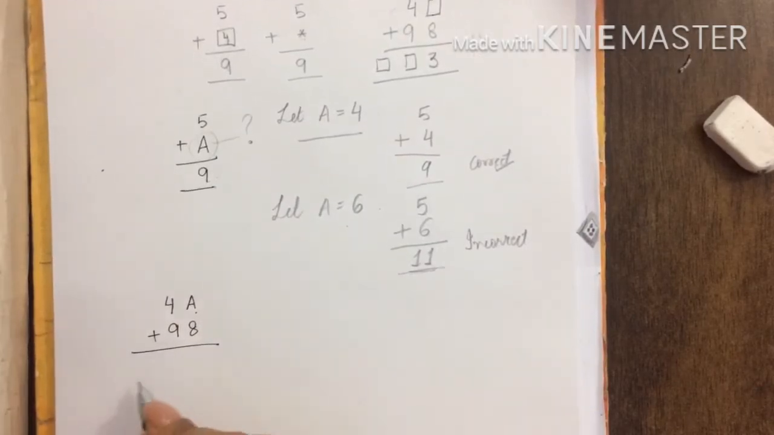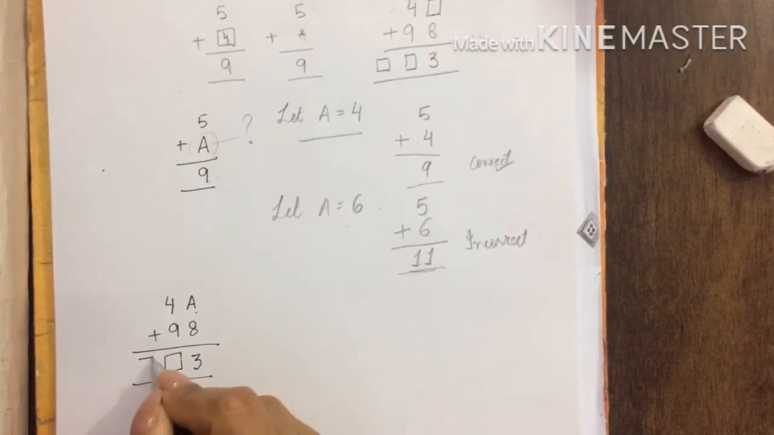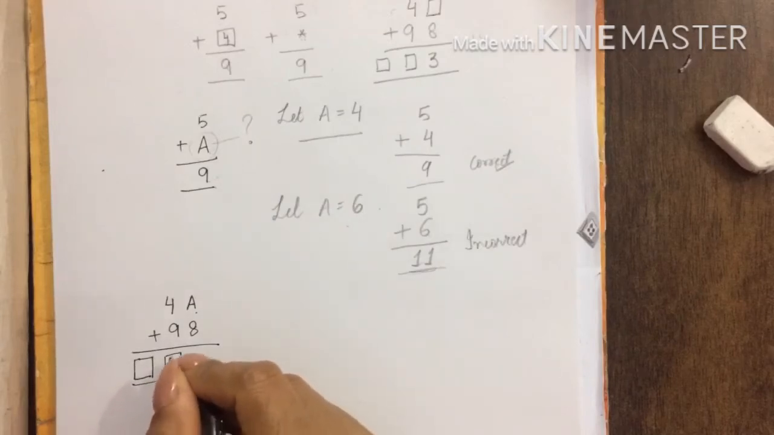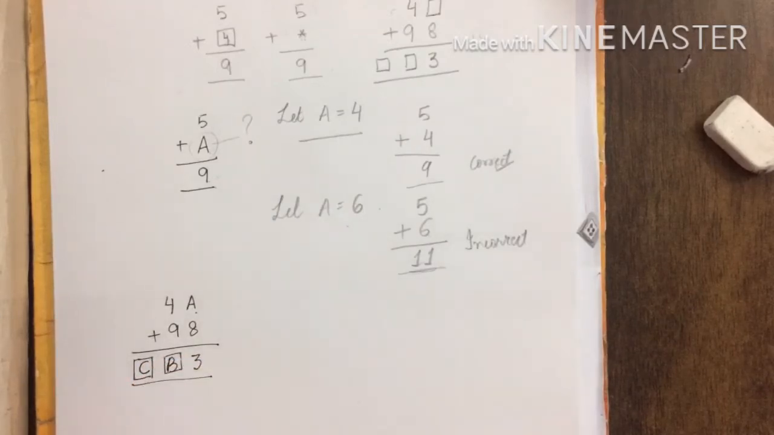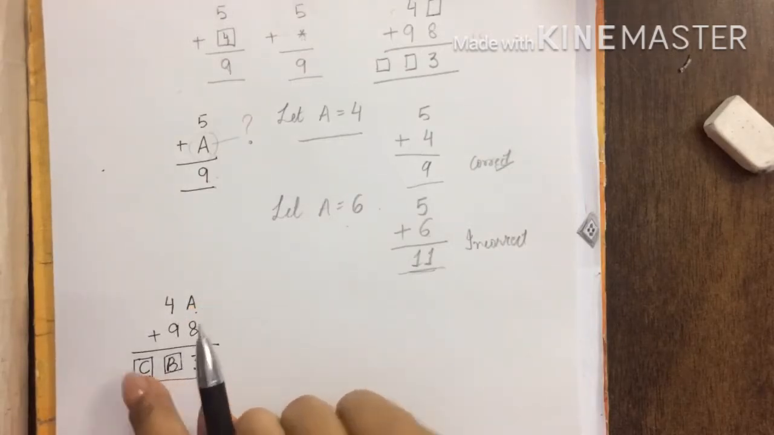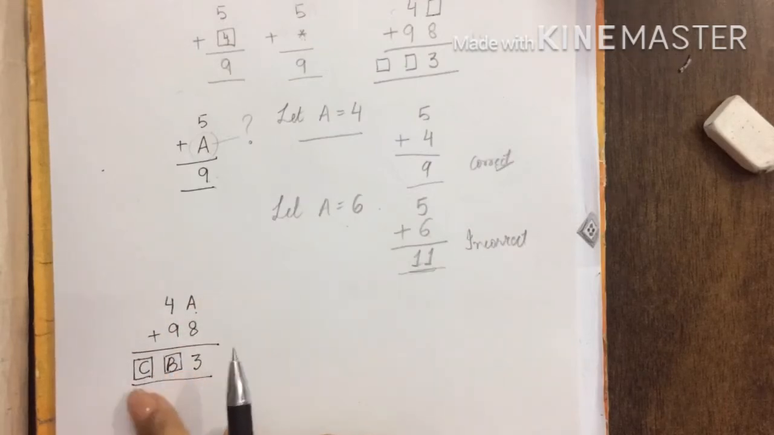Then the sum given is digit 3 here, the digit here is missing, the digit here is also missing, and these will be represented by letters B and C. Now here I have used 3 different letters, which means here, here and here will be 3 different digits.